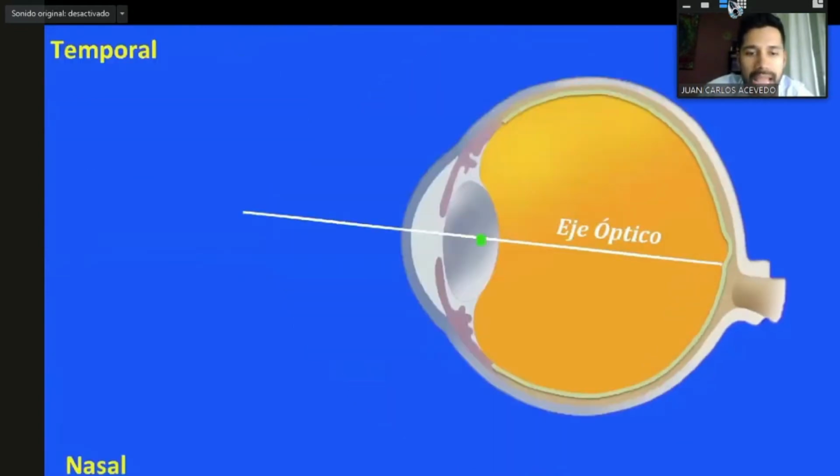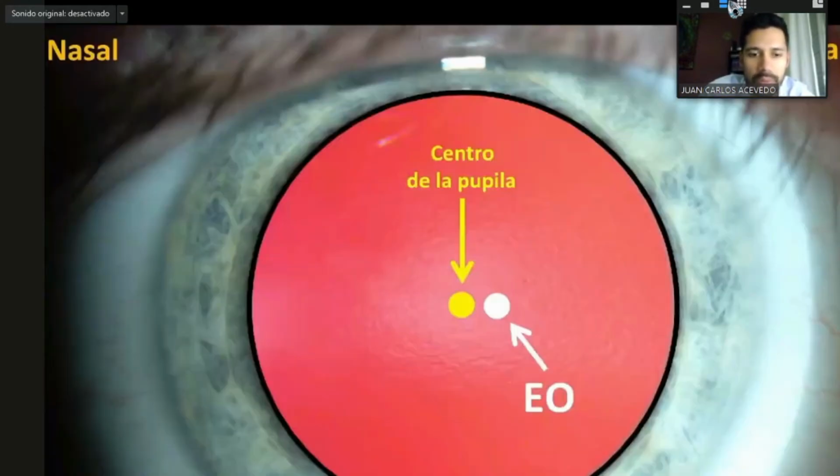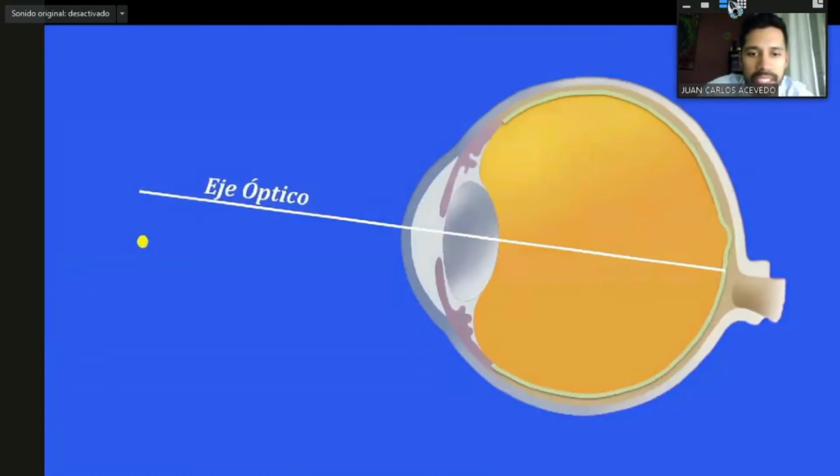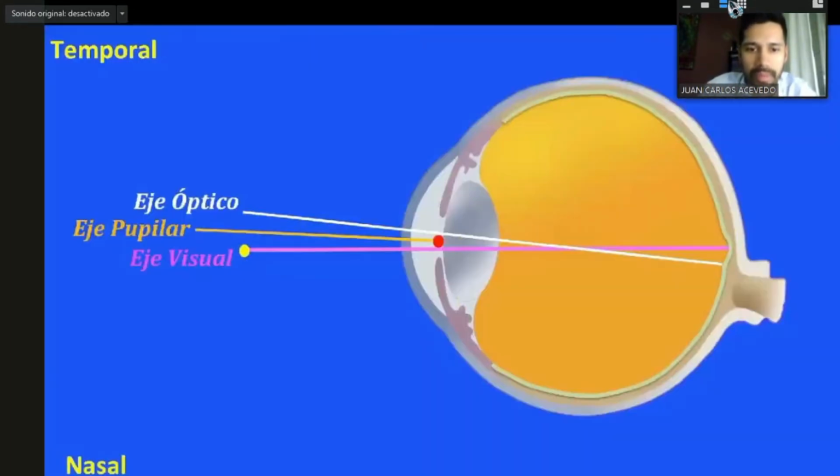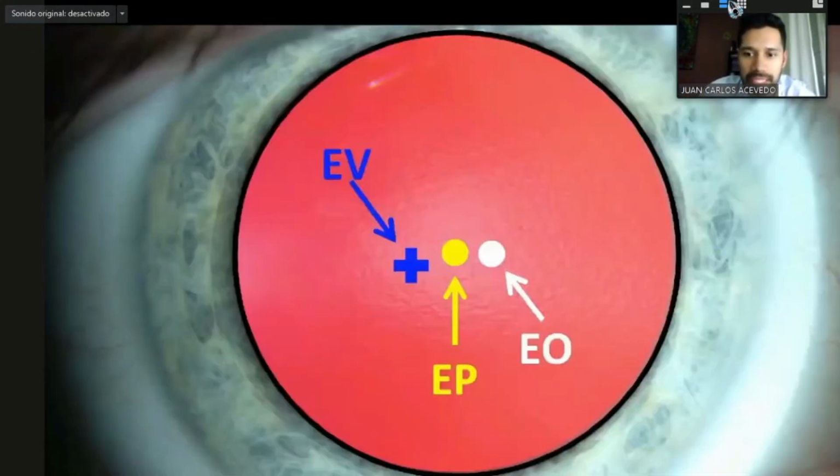The optical axis is an imaginary line perpendicular to the cornea, passing through the nodal point and the center of rotation, but not through the fovea. It is temporal to the center of the pupil. The visual axis joins the fixation point with the center of the fovea. It is nasal inferior to the center of the pupil. The pupillary axis passes through the center of the pupil. It is perpendicular to the center of the cornea. These are the three axes represented in this image.